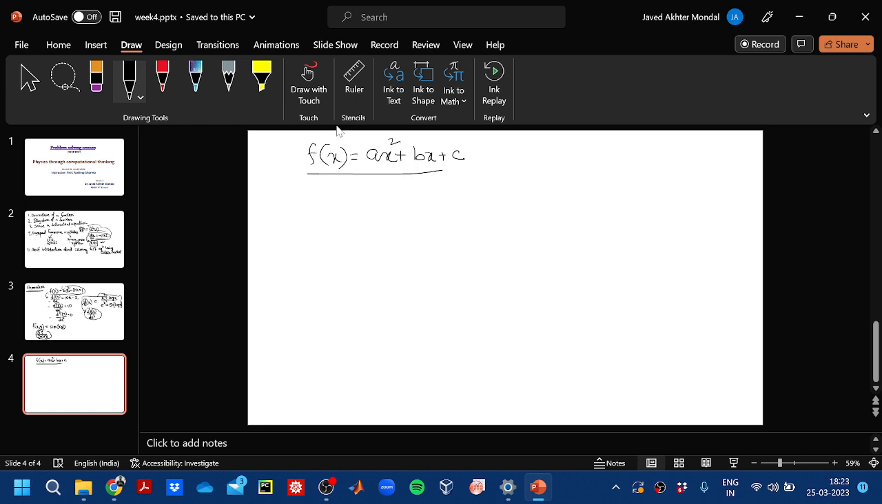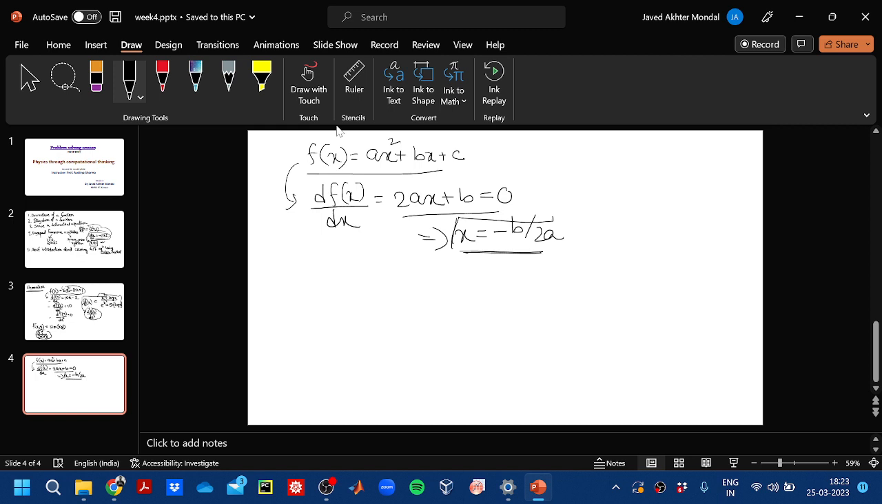We know that if a function has a maxima or minima at a point, then its first derivative should be 0. That means if we calculate this term, d/dx, we get 2ax plus b, and this should be 0. From that we can get the value of x where it can have minima or maxima. At this point this function can have a minimum value or a maximum value.